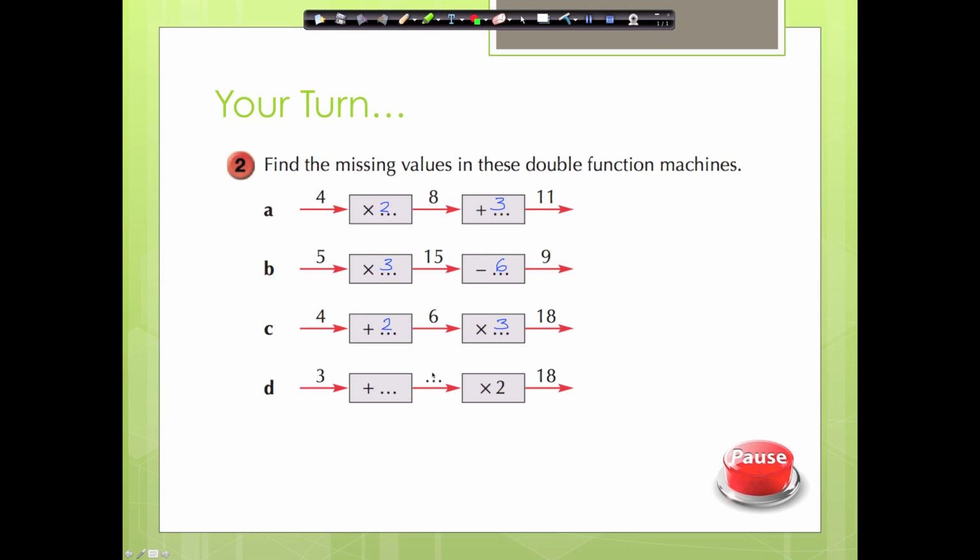For this next one, we've got some things that are missing in the middle here, but we're given the output. So we know what this number has to be by going backwards. So 18, I need to go backwards, so I divide it by 2, and that gives me 9. And then I just need to think, what do I have to add on to 3 to give me 9? Okay, so that's plus 6. So it's plus 6 timesing by 2.